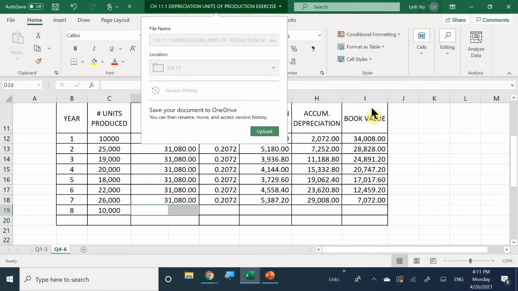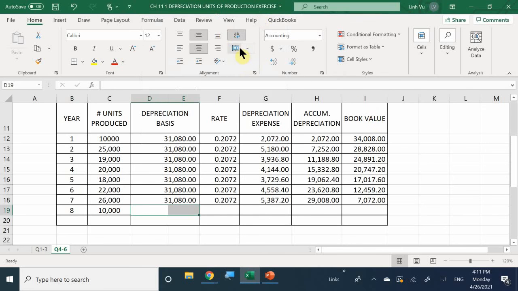I don't want that. Okay. So what's my depreciation expense if I were to drive that extra 10,000 miles? 2,072. Okay. So once again, I'm just pouring my formulas down. 2,072. Therefore, what's my total accumulated depreciation? 31,080.